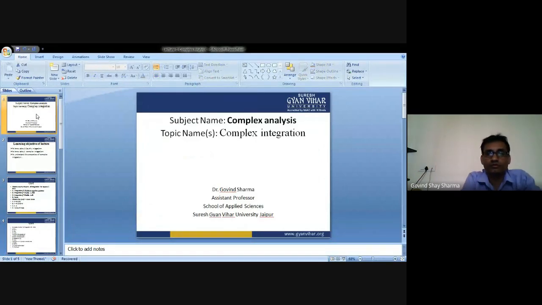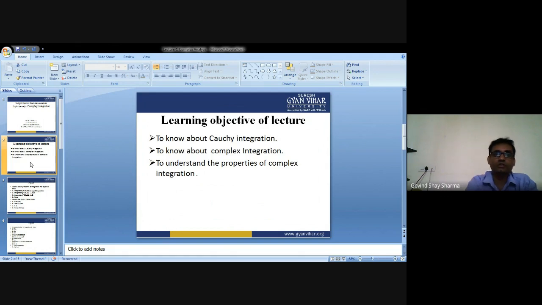Today, in the series of complex analysis, our topic is complex integration. We are continuing with this topic, and now we will start an important concept, the Cauchy integral formula. This is very useful to find the value of a complex integration. The objective of this lecture is to know about the Cauchy integral formula and how to apply it in complex integration.